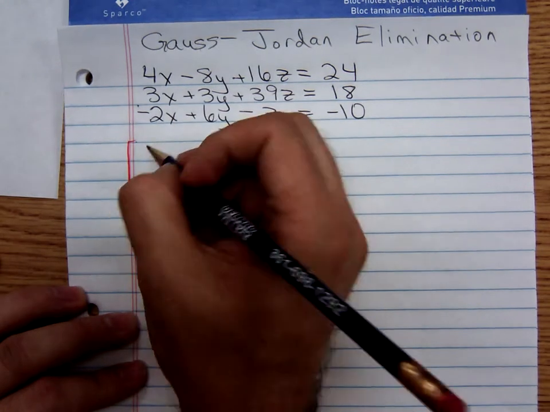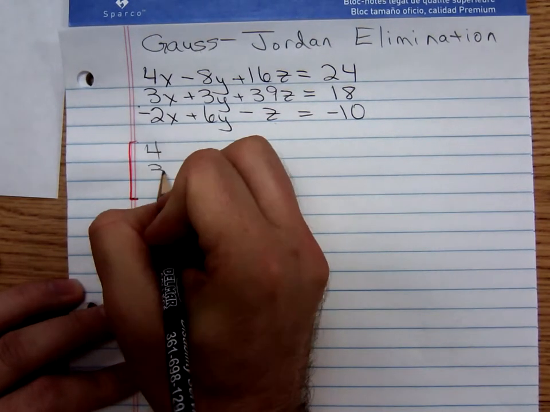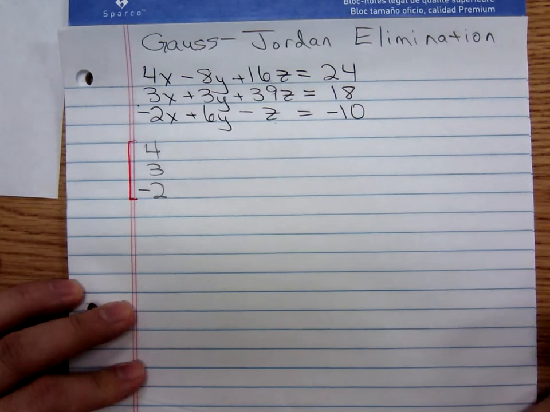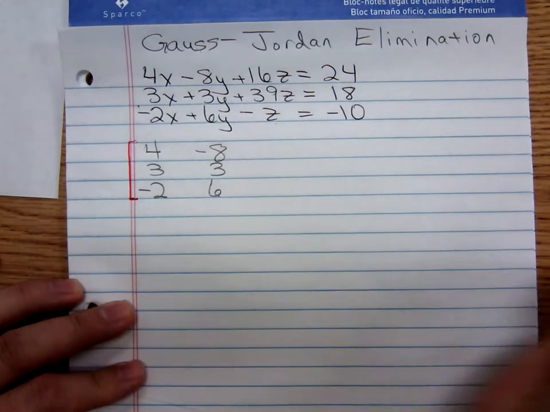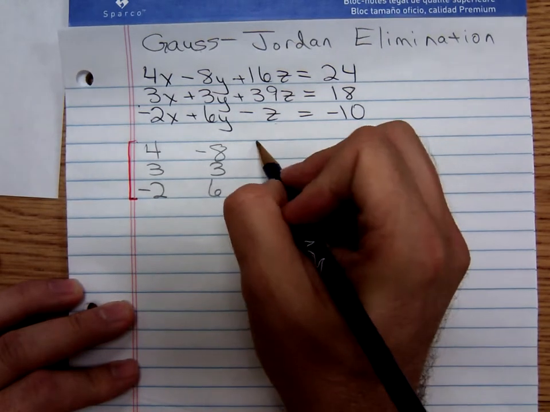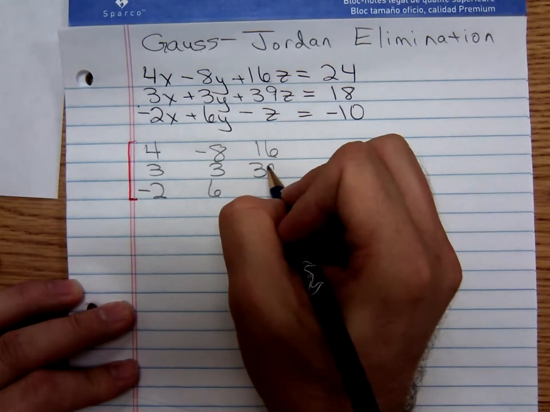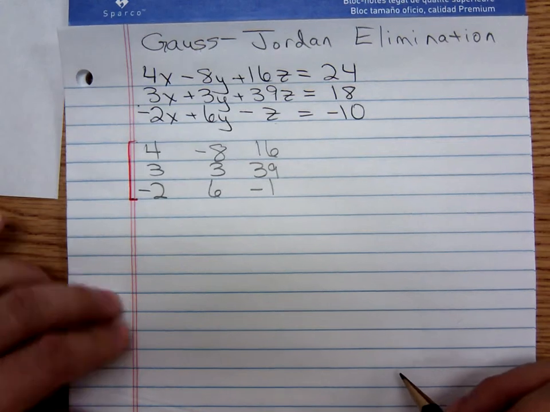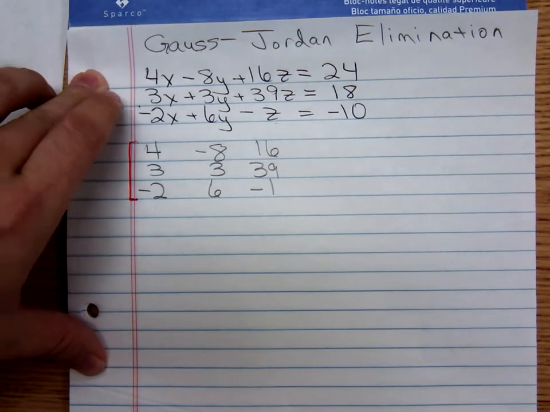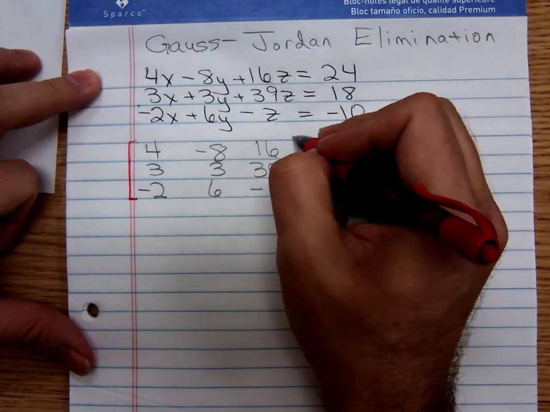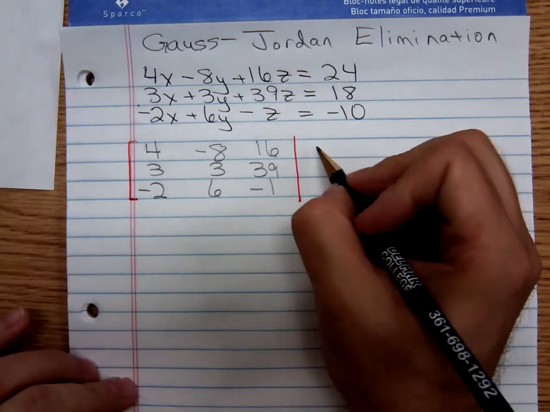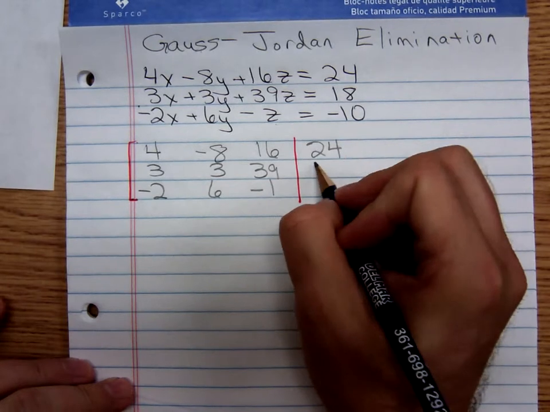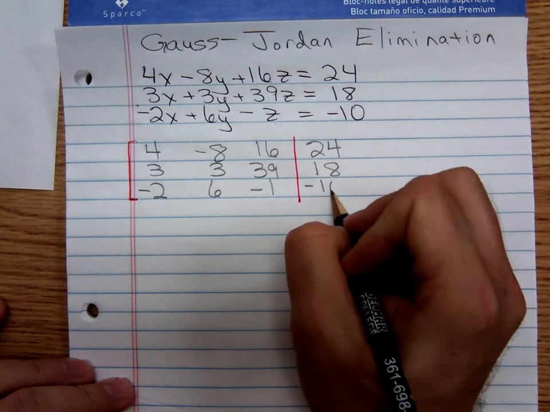The coefficients for x are 4, 3, negative 2. The coefficients for y are negative 8, 3, and 6. The coefficients for z, 16, 39, negative 1. I draw a vertical bar to indicate that I'm moving to the other side of the equal sign. And then I have my column of constants, 24, 18, and negative 10.